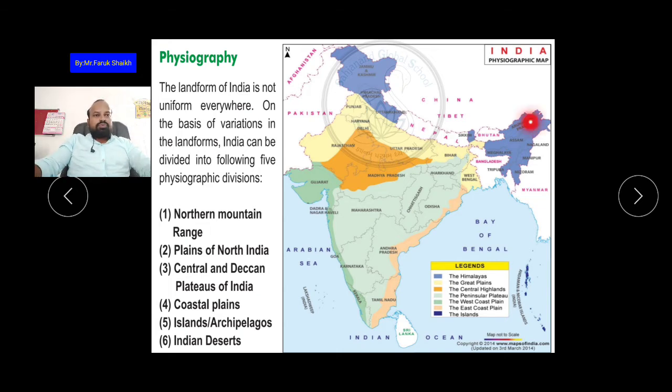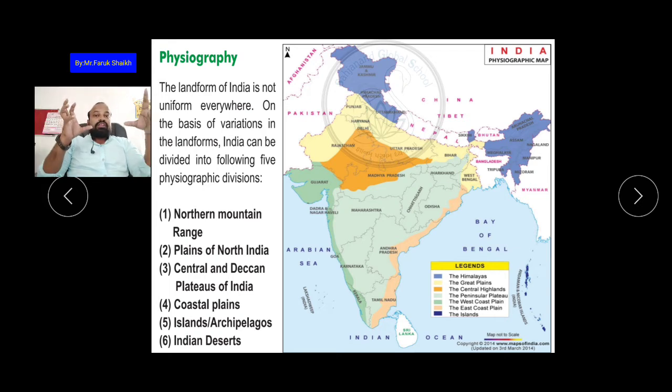Understood all of you? The blue color is the Himalaya, the yellow color is the great plains. Then the orange color is the central highlands. Okay, the faded green color is the central plateaus, or the peninsular plateaus. And the green color on the west border is called the west coast plain. And the faded orange color in the east direction is called the east coast plain. And all these blue dotted ones are the islands. Got it? So these are the physiography of India.